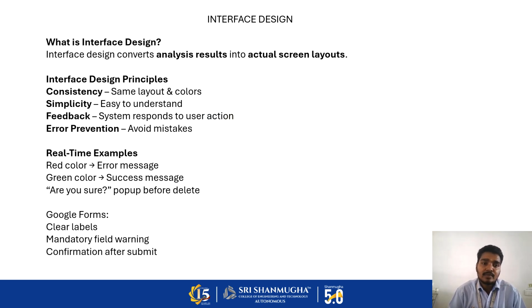Next we look at a real-time example of interface design. The red color shows the error message in commonly working systems. The green flag shows the success message. There is also a pop-up before the message. We can give color advantages to the interface models. Next is Google Forms. It gives clear labels, mandatory fields or warnings, and confirmation on submission. They work for the interface design model in the software development process.